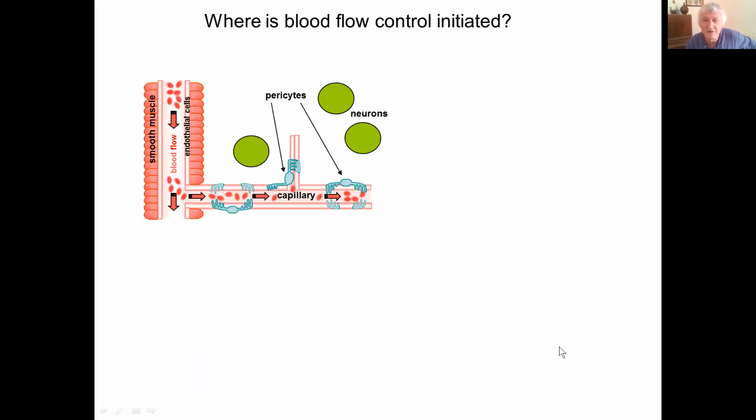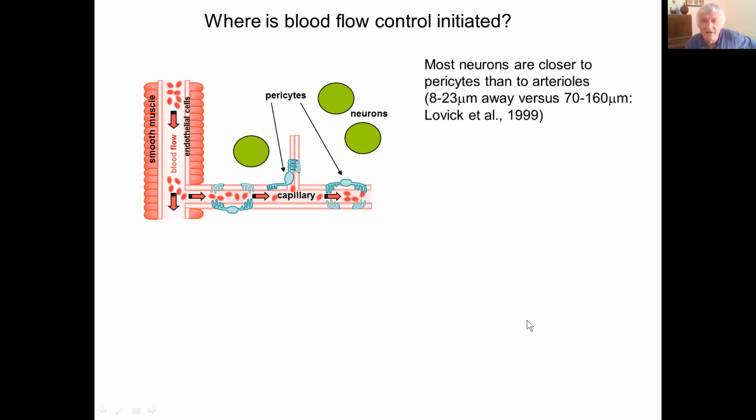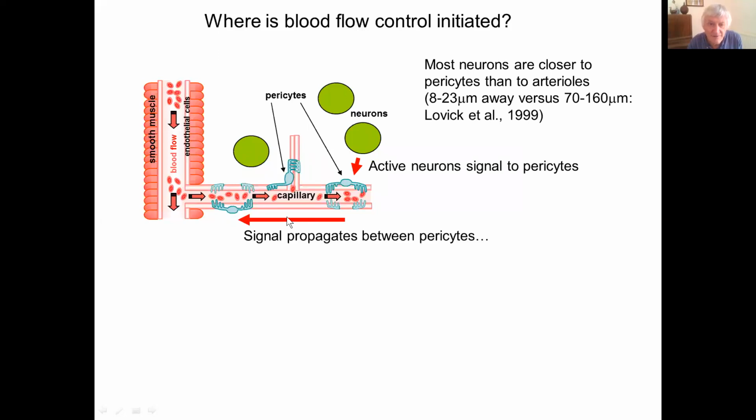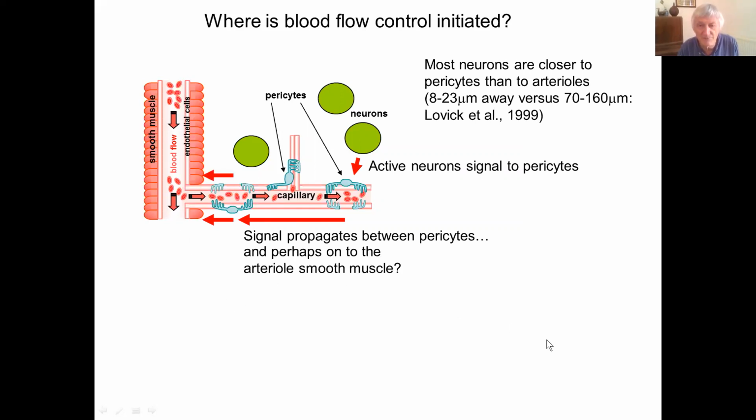So where is blood flow control initiated? You might think that it's done by the smooth muscle, but I'm going to show you today it's done by the pericytes. And a good reason for that is that most neurons are closer to pericytes than they are to arterioles. They're about 15 microns away from a capillary, but about 100 microns away from an arteriole. So if you're a neuron and you want to adjust your energy supply, one way to do that is to signal to nearby pericytes. They can then propagate a signal along the endothelium, telling other pericytes to change the diameter, and that may go on to the arteriole as well.